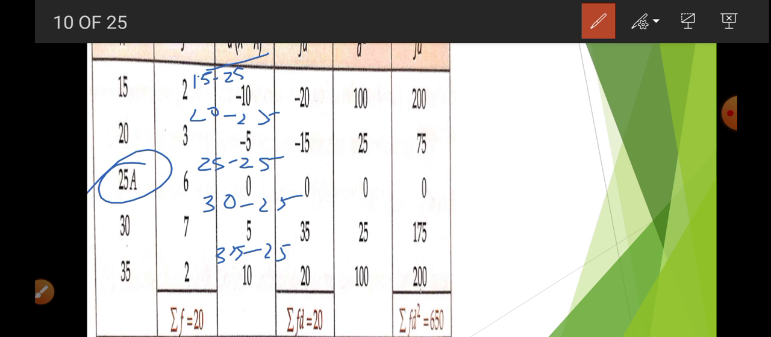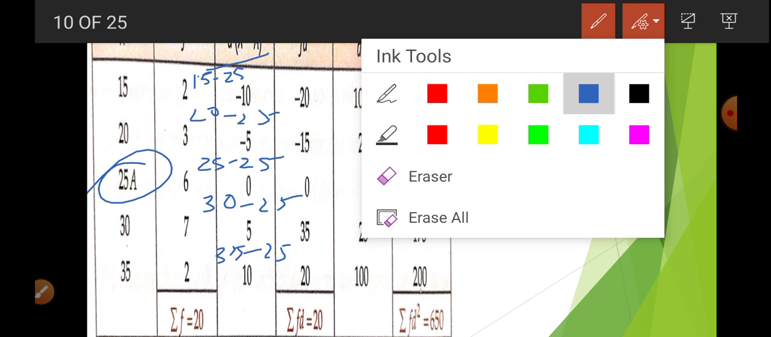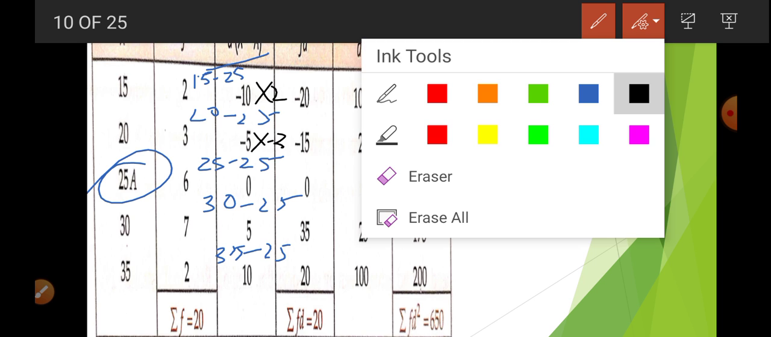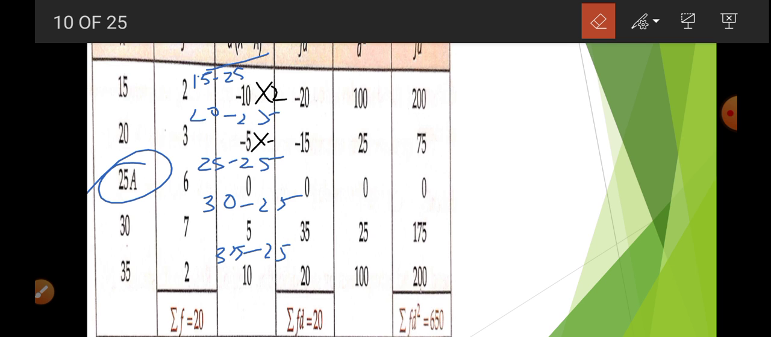Now we are going to multiply these numbers with the frequency. Minus 10 multiplied by 2, minus 20. Minus 5 multiplied by 3, sorry, I had written it without the minus here, so we get minus 15. 0 multiplied by 6, 0. 5 multiplied by 7, 35. 10 multiplied by 2, 20.